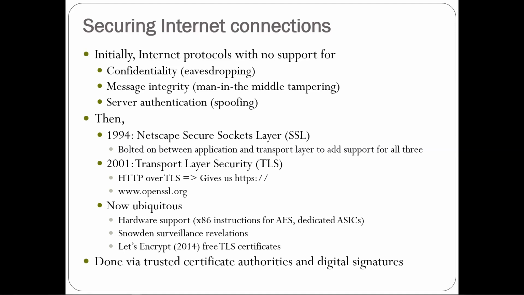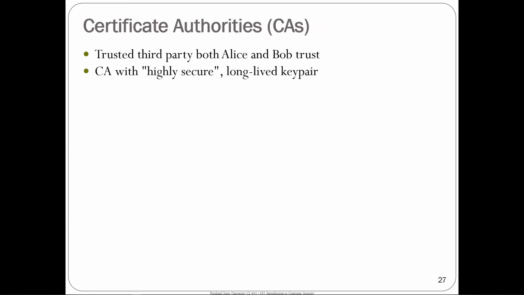Because we now understand the cryptographic primitives, we can look at how we establish trust over the internet. The first thing I want to talk about are the certificate authorities. These are the trusted third parties that everybody on the internet has put their trust in. Every CA that we trust has a highly secure, long-lived key pair, a public key and private key. And it is up to the CA to keep the private key private. So this is our root of trust, that this thing is secret.